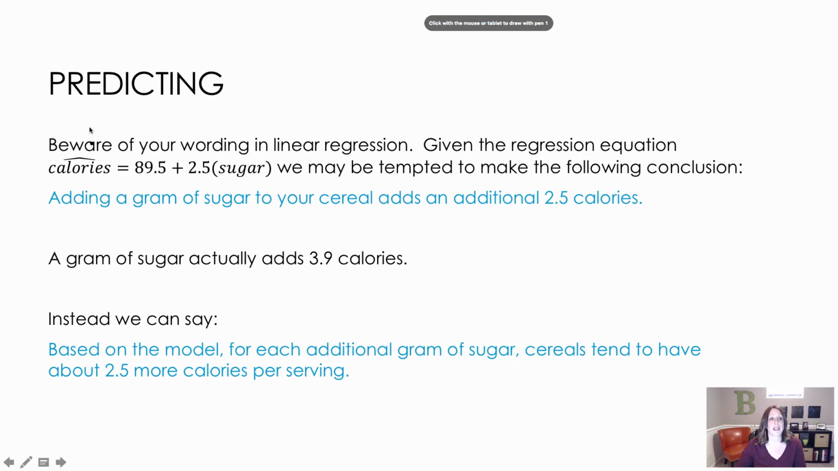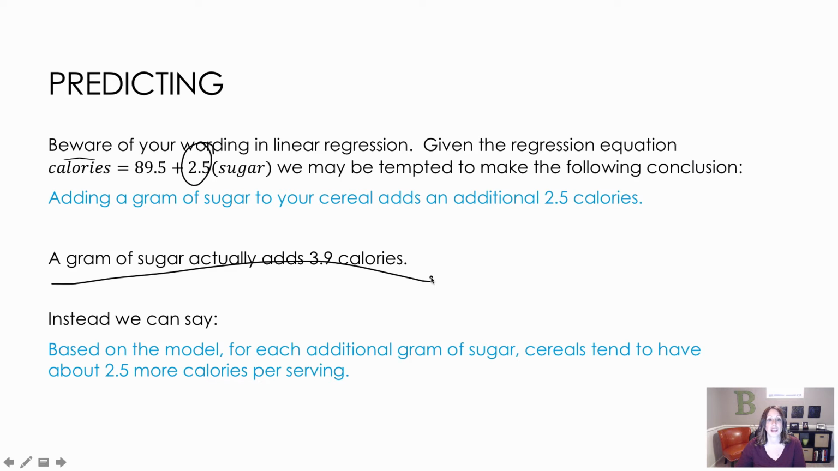Another error that it's easy to make is to predict, so beware of your wording. So given the regression equation, calories hat equals 89.5 plus 2.5 times sugar, we may be tempted to say that adding a gram of sugar to your cereal adds an additional 2.5 calories, because that is our slope. But remember, we can't say that that's exactly the cause. We're saying, based on our model, so whatever model we had where we came up with this regression equation, for each additional gram of sugar, cereals tend to have about this many more calories.